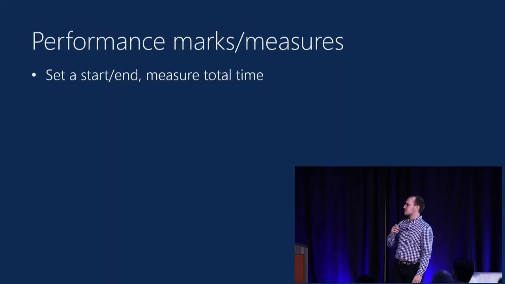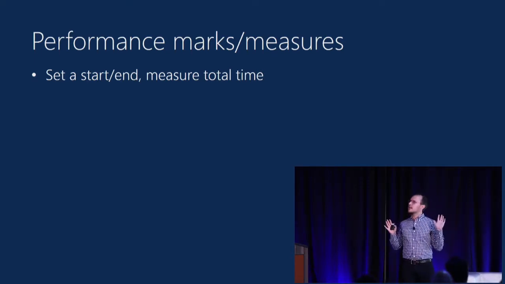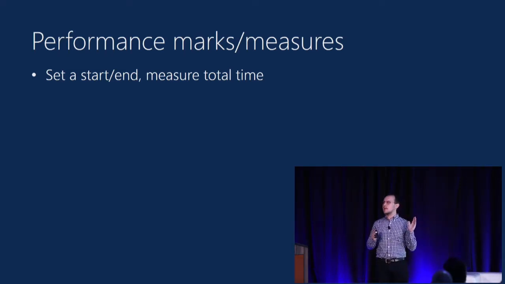OK, so first off, marks and measures. This is a really, really cool W3C standard API where you can set a start and an endpoint using JavaScript and then measure the time spent between those two. And what's really great about this API, I think, is that it lets you define your own language for how you want to talk about performance in your website.